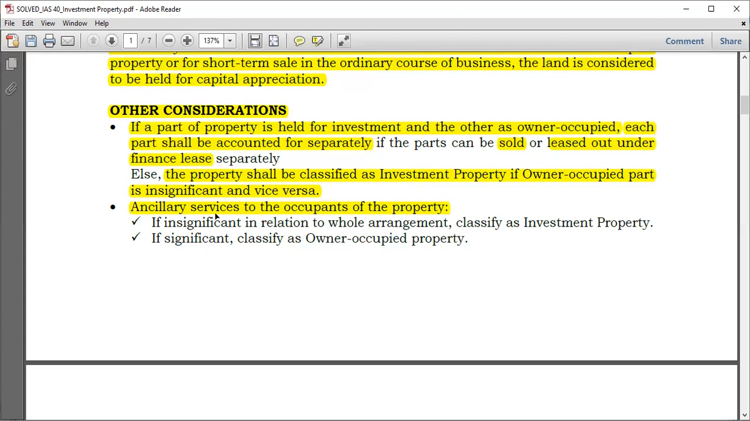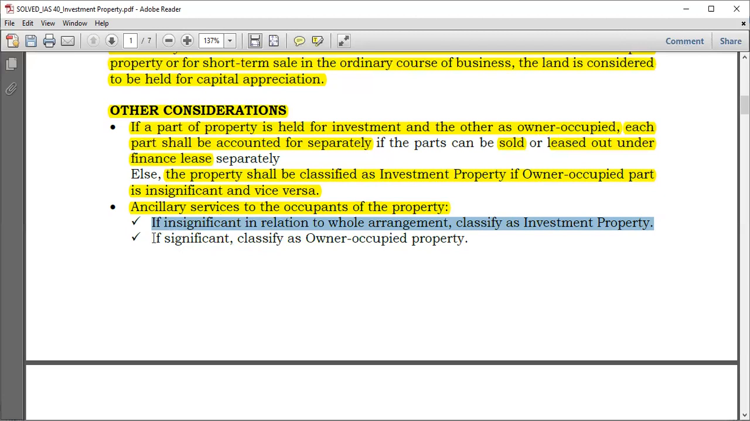And so that is what we call auxiliary services to the occupant of the property. Some people are occupying the property, but you are also giving these auxiliary services. Let's presume it this way. If auxiliary services are insignificant in relation to the whole arrangement, classify it as an investment property. If they're insignificant, it is like we have just rented out a building, people are staying there, and they are paying you.